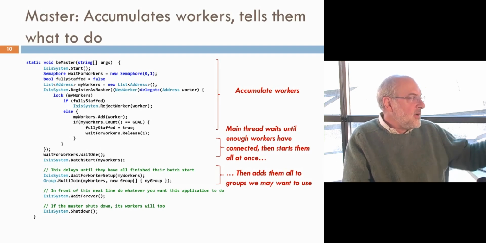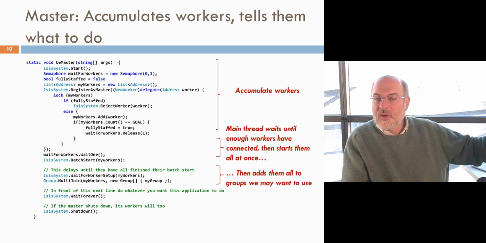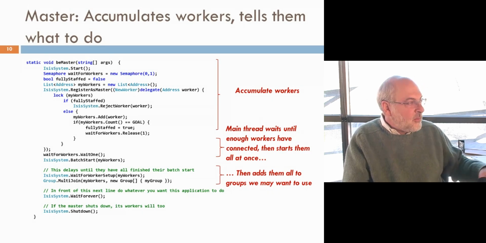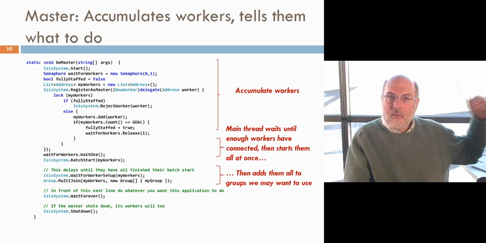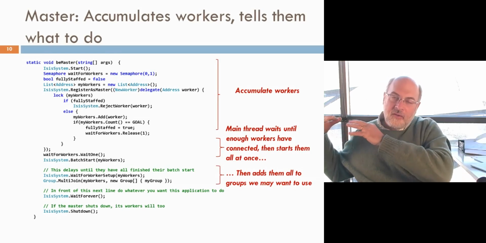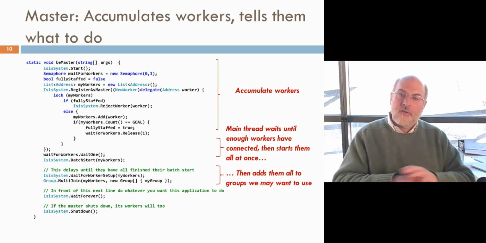This particular one has this notion that you're fully staffed when you reach goal workers. I don't know what goal is, maybe 25 or 50. And at that point, it batch starts the entire set of workers, which then can set up their groups. Then they say that their setup is done, and at that point this guy does a multi-join, adding the whole batch of workers to the groups.